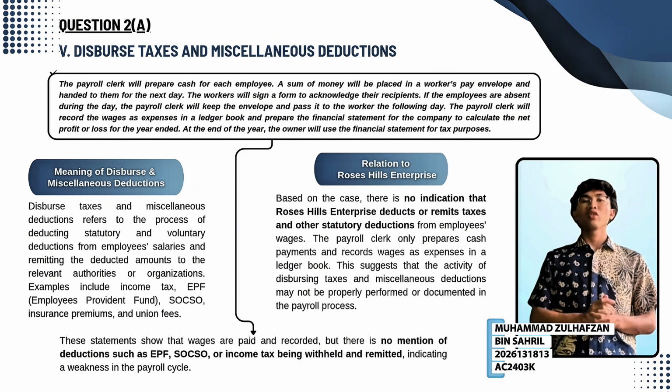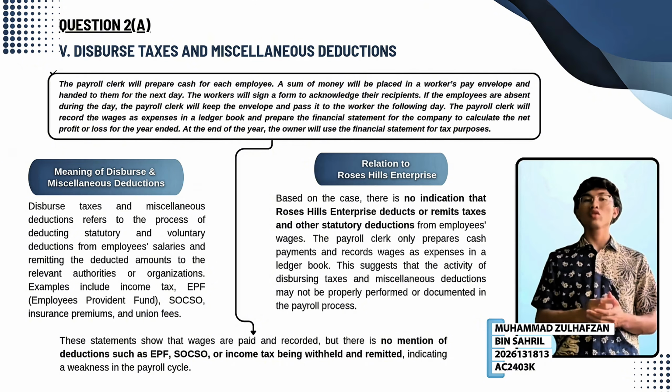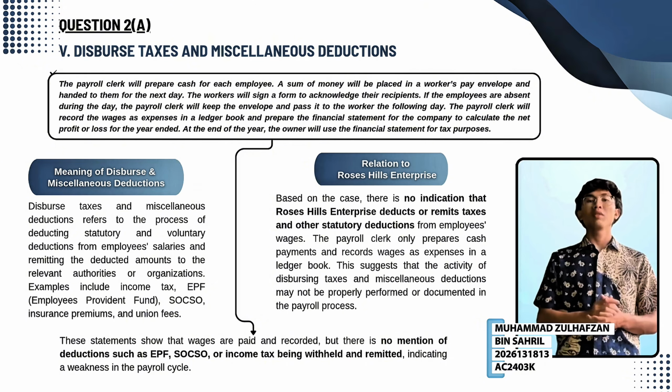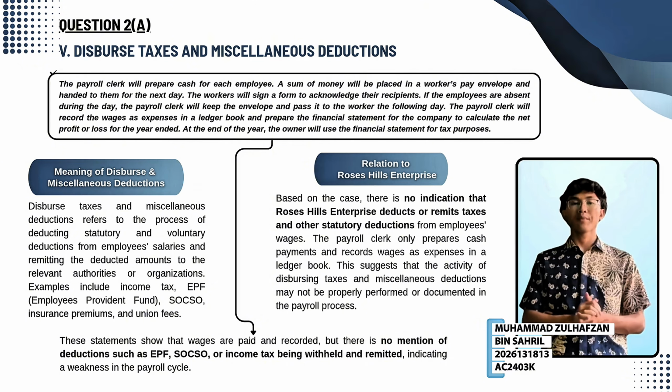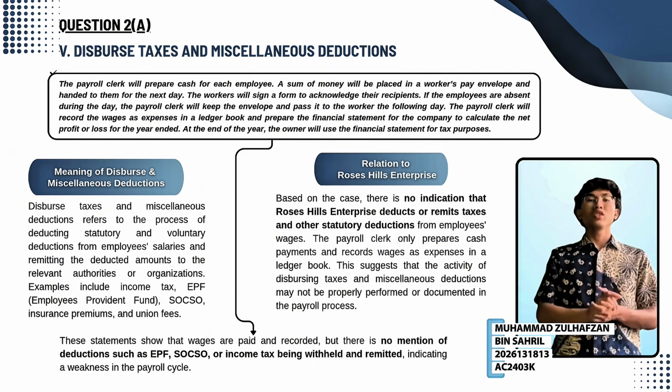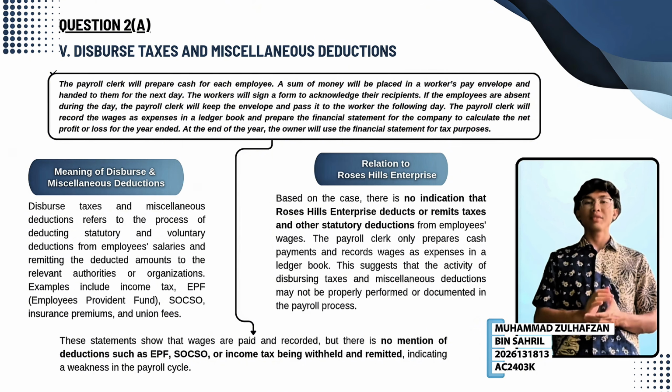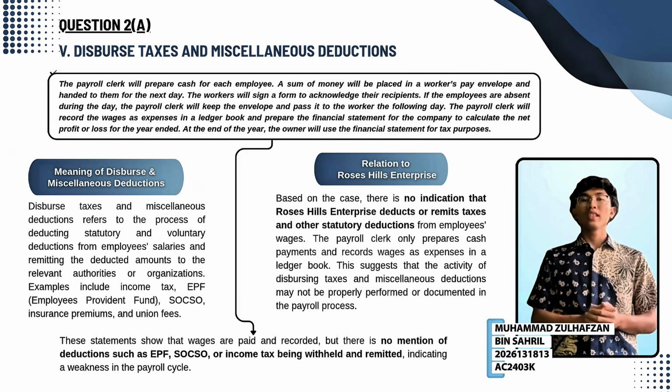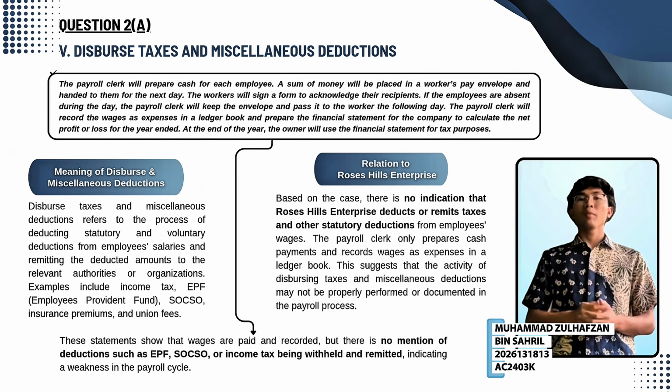This means the payroll process only focuses on paying employees, but there is no evidence that EPF, SOCSO, or income tax deductions are being processed or documented. This is a weakness because if statutory deductions are not properly withheld and remitted, the company may fail to comply with legal requirements. It can also lead to penalties, fines, or problems during an audit.